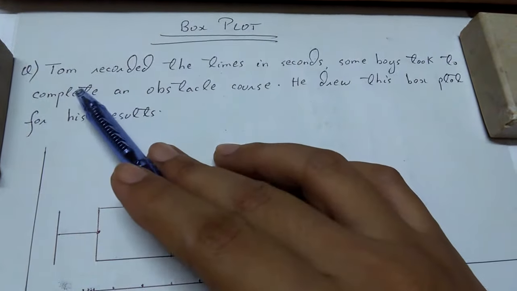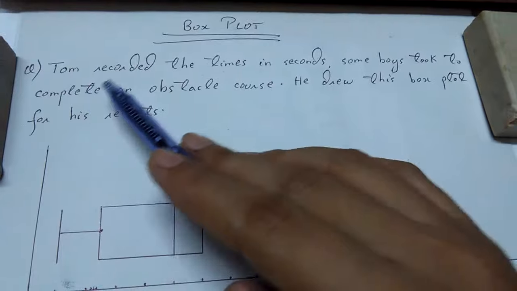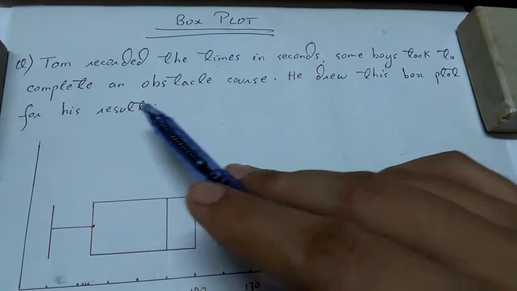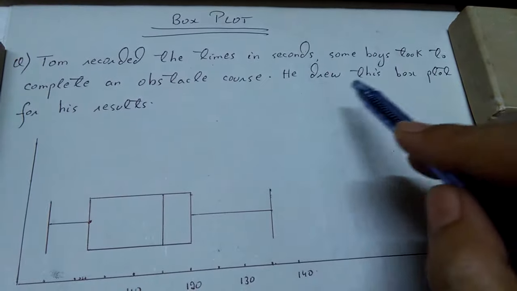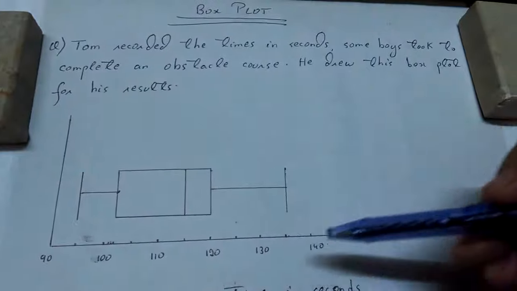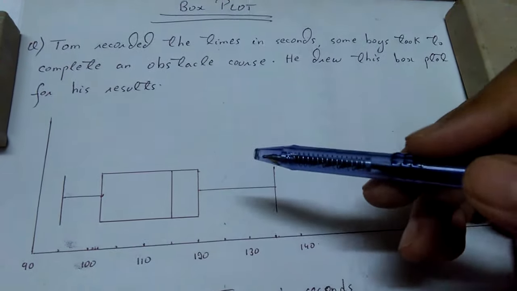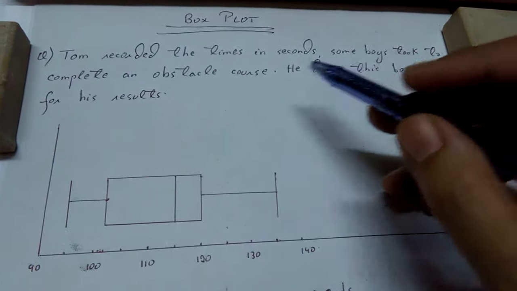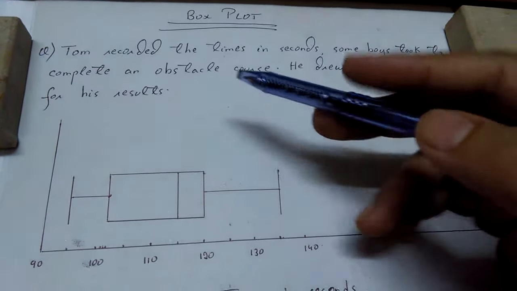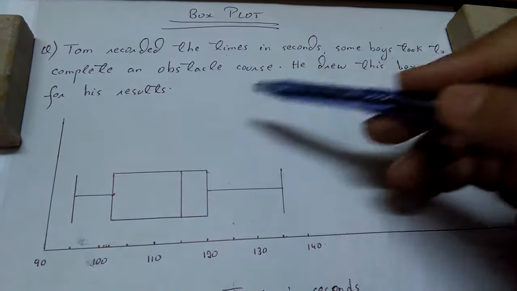Here it is said that a person, Tom, recorded the times in seconds that some boys took to complete an obstacle course. And he drew this box plot for his results. This box plot is already drawn here and represents the performance of the boys, the time they took while doing the obstacle course.